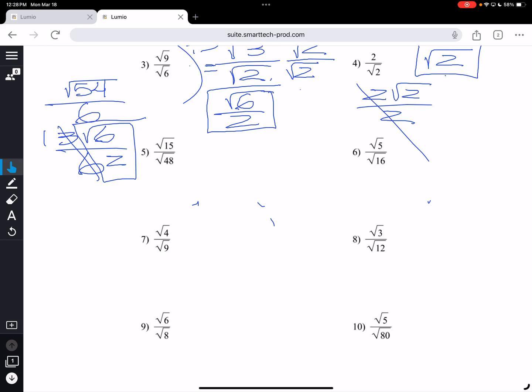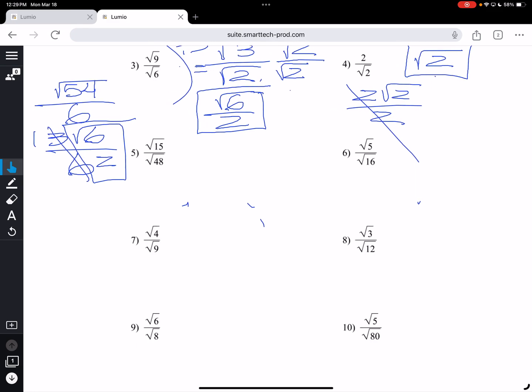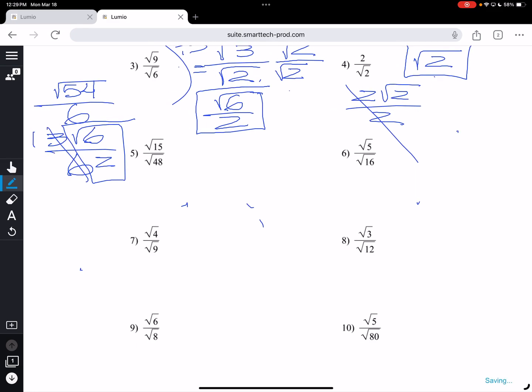Okay. All right. Ooh, number 6. Can you simplify? No. First question: are there any perfect squares? Yes. So what's the final answer? Radical 5 over 4. 16's a perfect square. If there's a perfect square in the numerator, would you do the same thing? But ask yourself if you can simplify first.